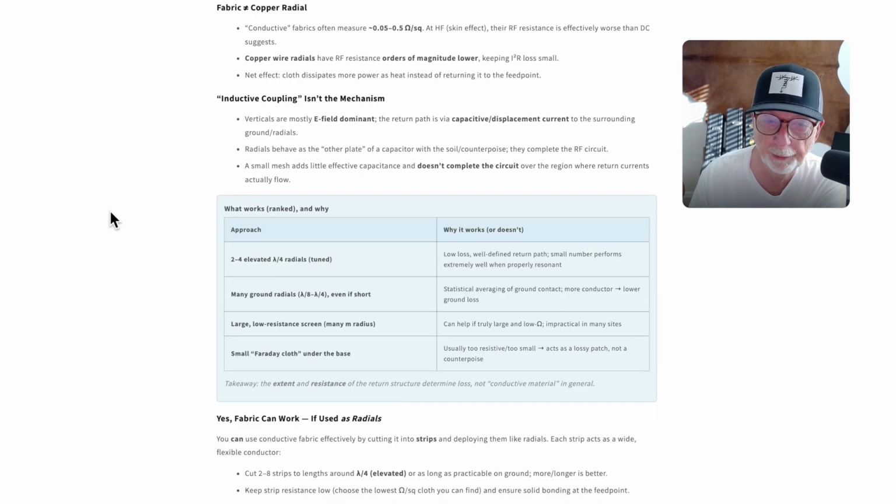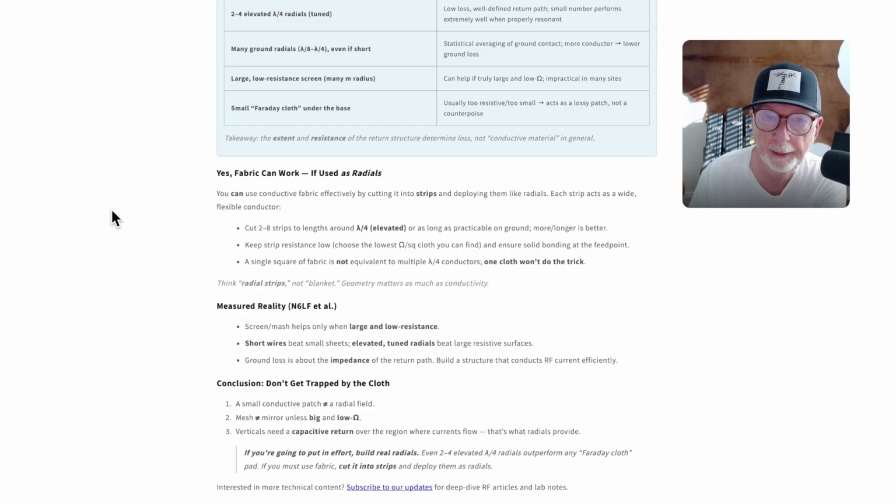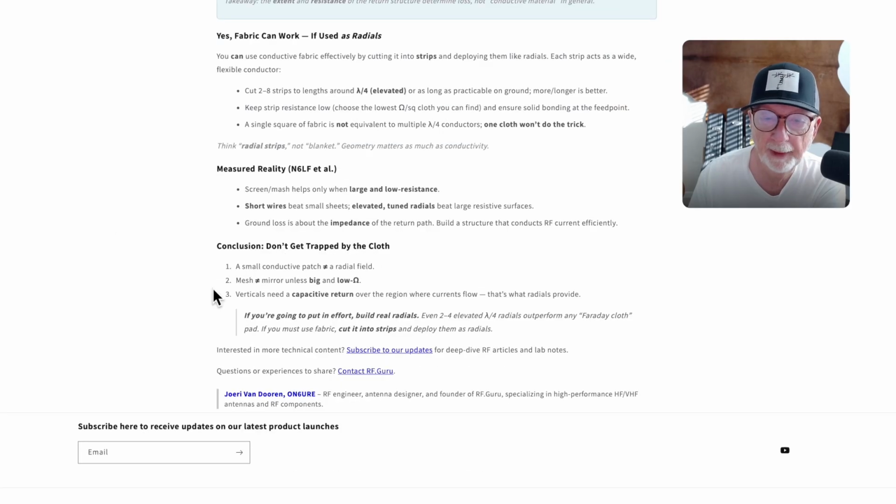So let's scroll down to the bottom line here. Don't get trapped by the cloth. A small conductive patch does not equal a radial field. Verticals need a capacitive return over the region where currents flow. That's what radials provide. If you're going to put in effort, build real radials. Even 2-4 elevated quarter wave radials outperform any Faraday cloth pad. If you must use fabric, cut it into strips and deploy them as radials. Now we're going to get to that now.